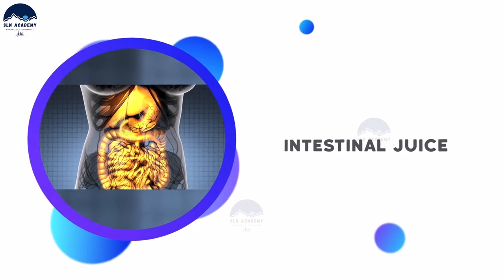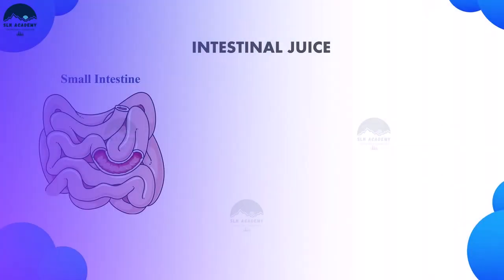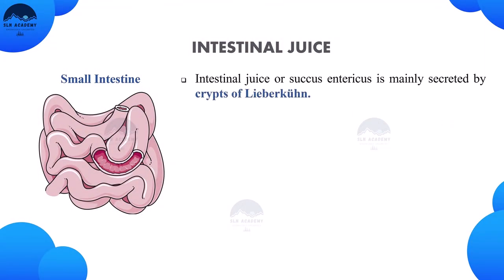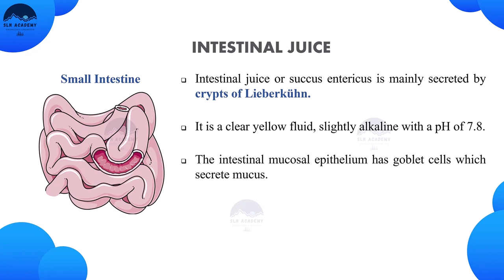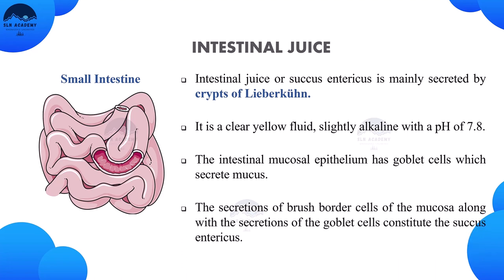Intestinal juices. Intestinal juice or succus entericus is mainly secreted by crypts of Lieberkühn. It is a clear yellow fluid, slightly alkaline with a pH of 7.8. The intestinal mucosal epithelium has goblet cells which secrete mucus. The secretion of brush border cells of mucosa along with the secretion of goblet cells constitute the succus entericus.